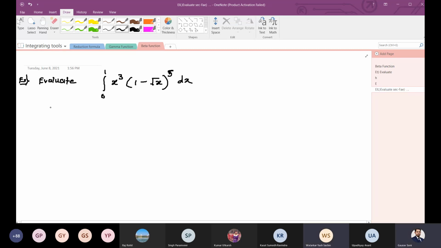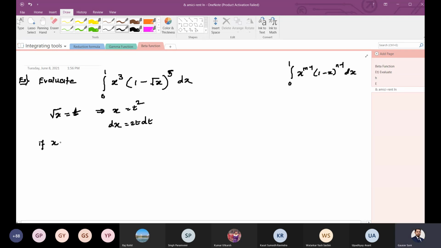It will simply be put again in the form of root x, right? Look, what is our formula? Integration 0 to 1 of x raised to m minus 1 times (1 minus x) raised to n minus 1 dx. We need to align this example with this, and for that purpose we put root x equal to t. Now this means that x is equal to t square, and dx is equal to 2t dt.